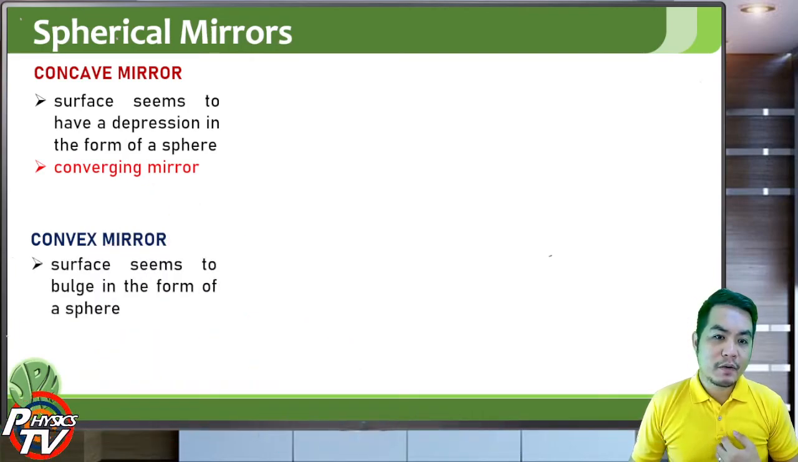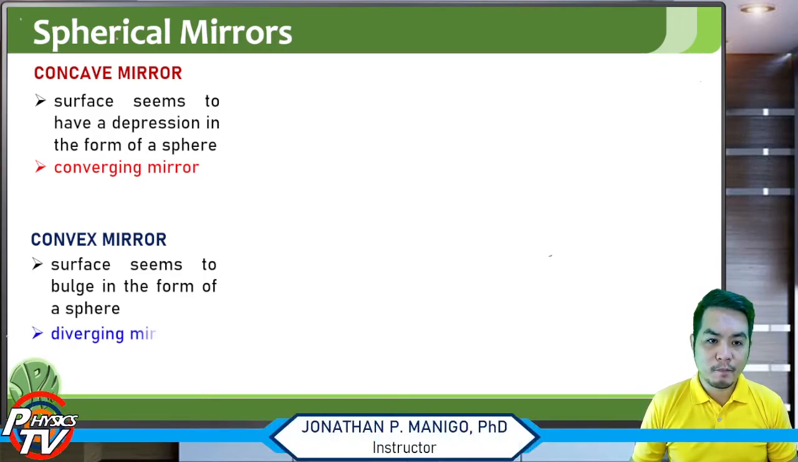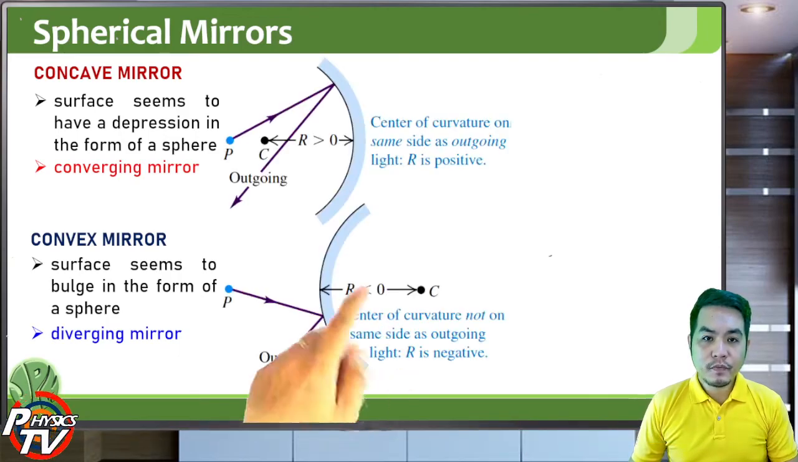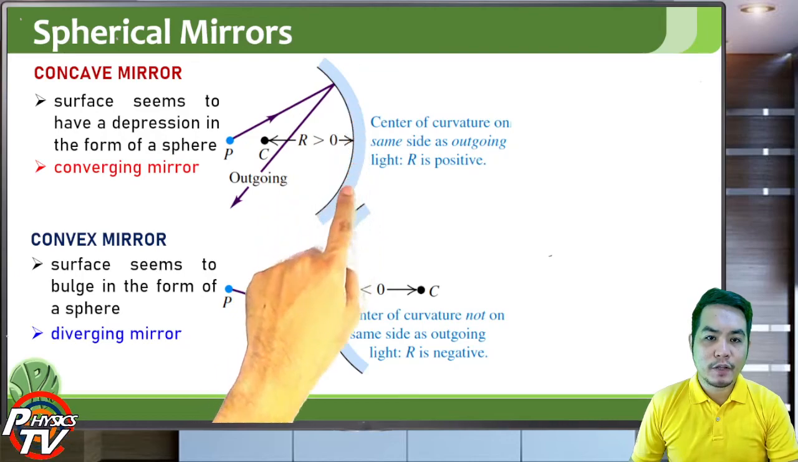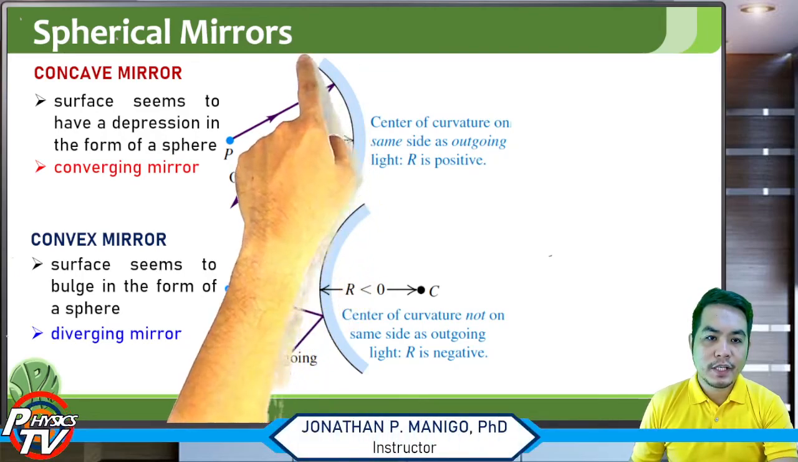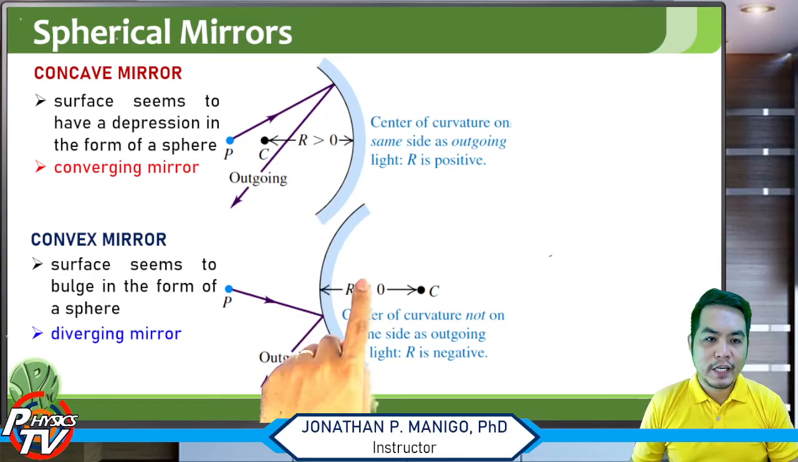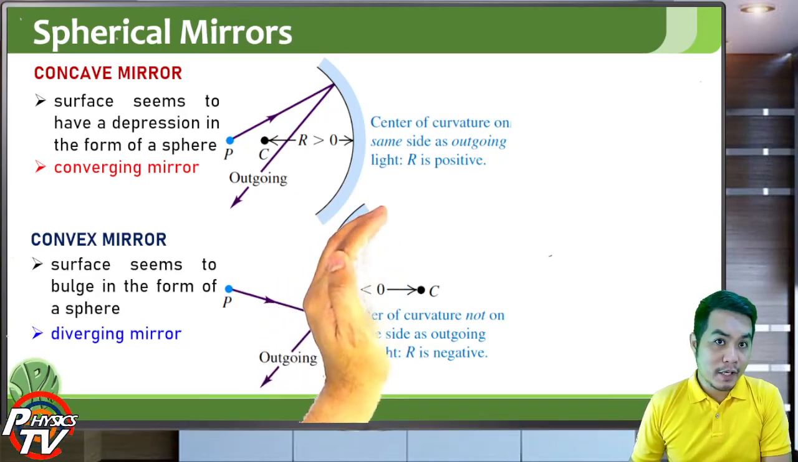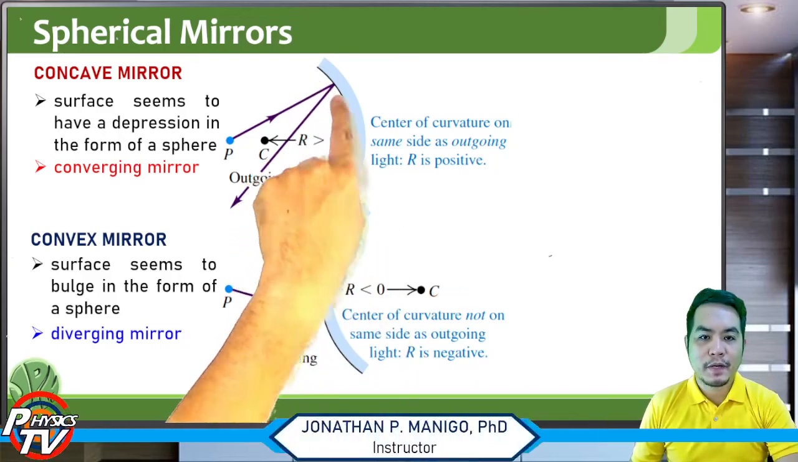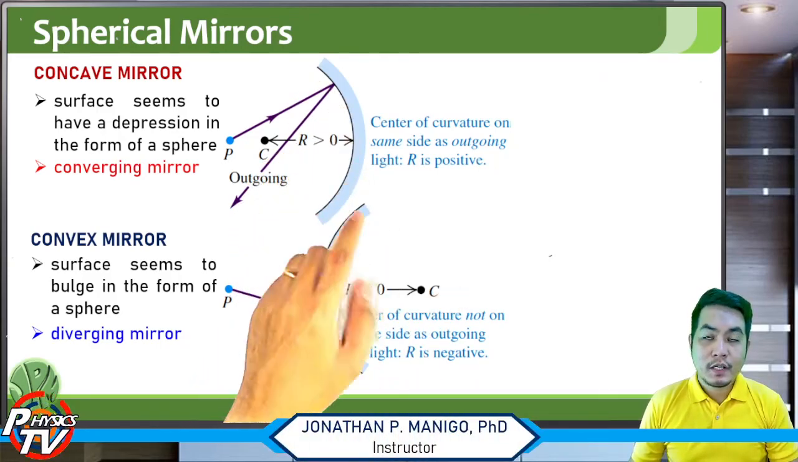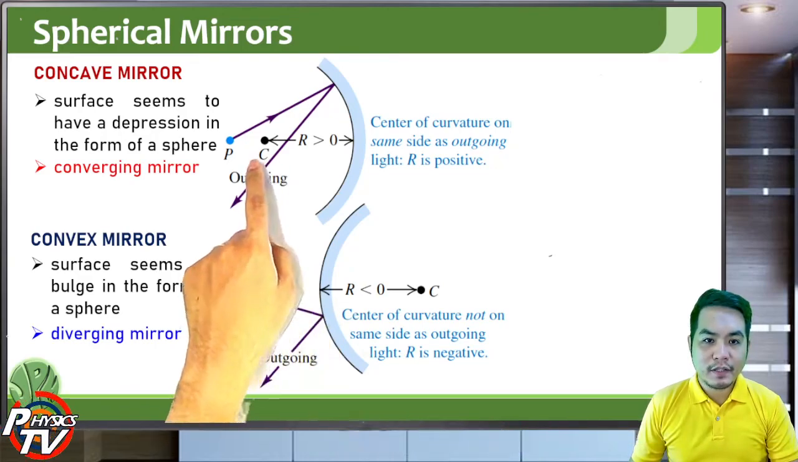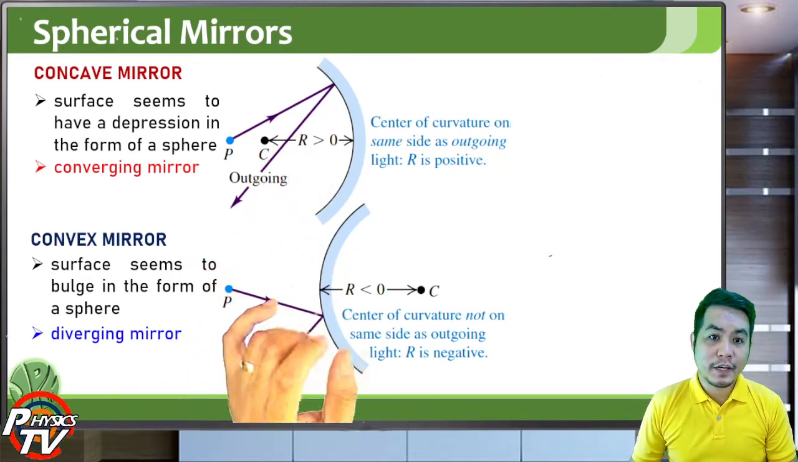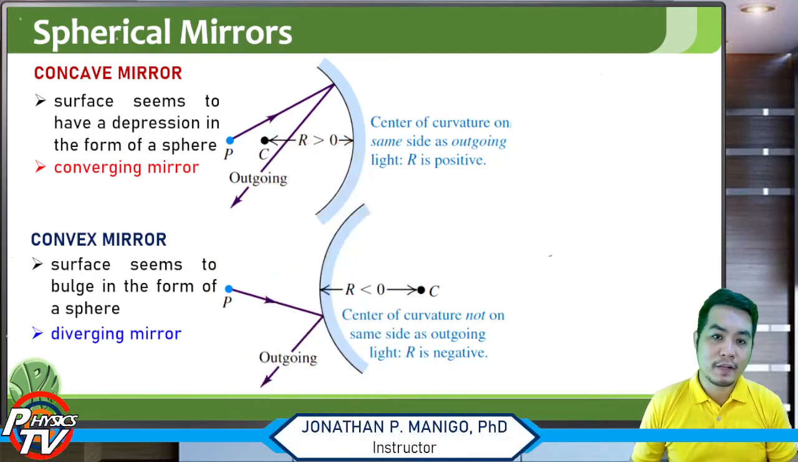A convex mirror, on the other hand, seems to have a bulge still in the shape of a sphere, and sometimes it's also referred to as a diverging mirror. So this is a concave mirror. So there's a depression, and in the convex mirror there's a bulge. It's bulging out. Here it's a depression. So we have discussed the center of the mirror, the focal point of the mirror, the radius of curvature of the mirror, and the focal length of the mirror.